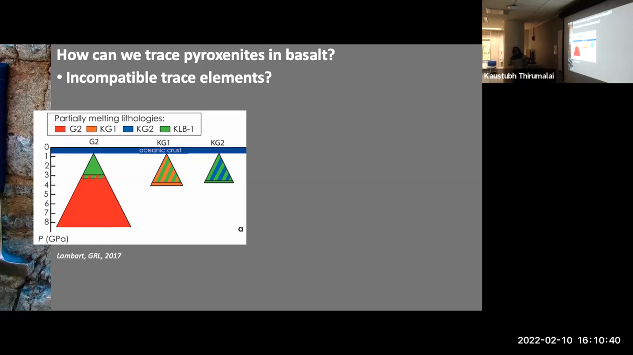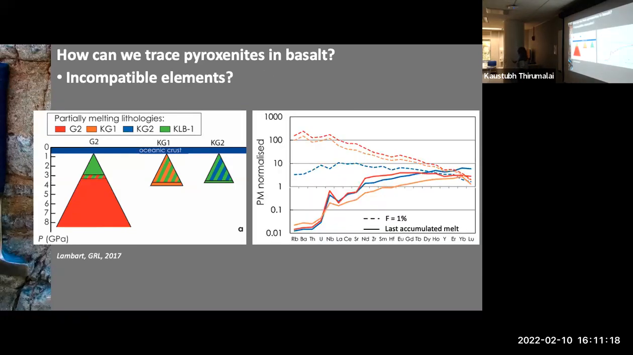And so to illustrate that, I'm showing you an example where I basically took one bulk composition, the same bulk composition in three different calculations. What's changed is the nature of the pyroxenite component in the source. So the bulk composition is the same, but the nature of the pyroxenite component is different. You have one pyroxenite that starts to melt at very high pressure, another one that starts to melt at much lower pressure, and another one that even starts to melt slightly after the dead event. If you look at the trace element concentration generated by the melting of that, the dashed line represents the first 1% of melting for these three lithologies.